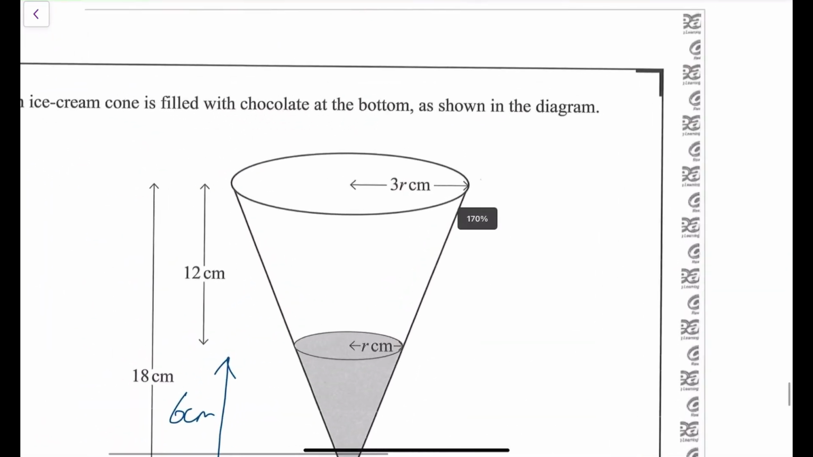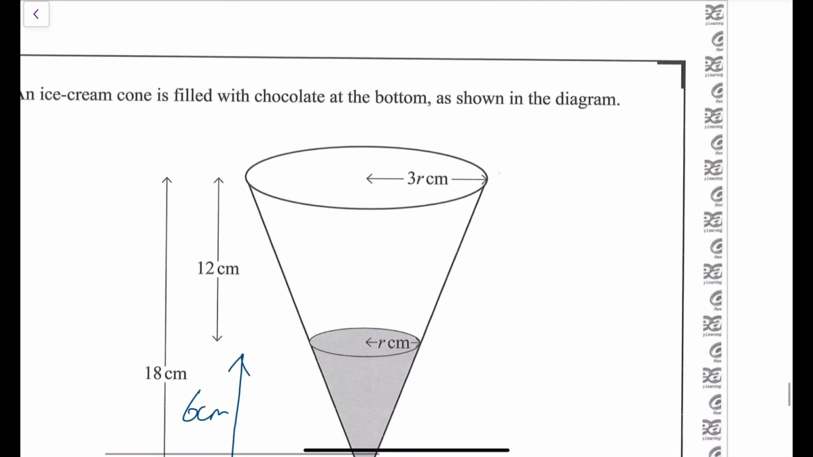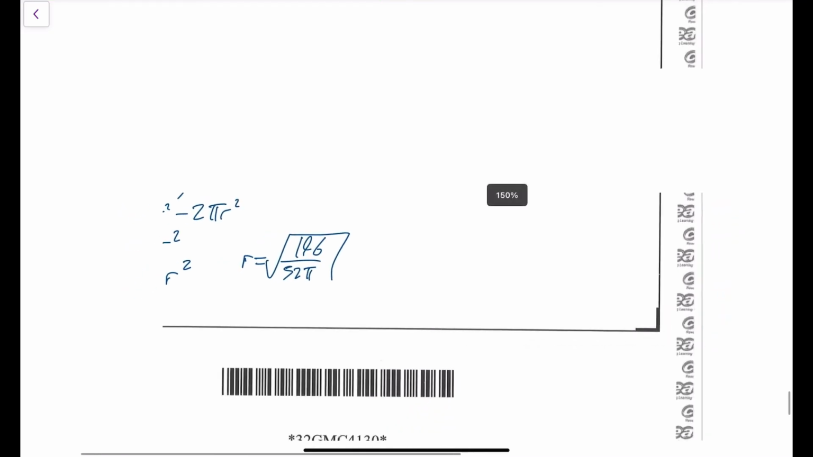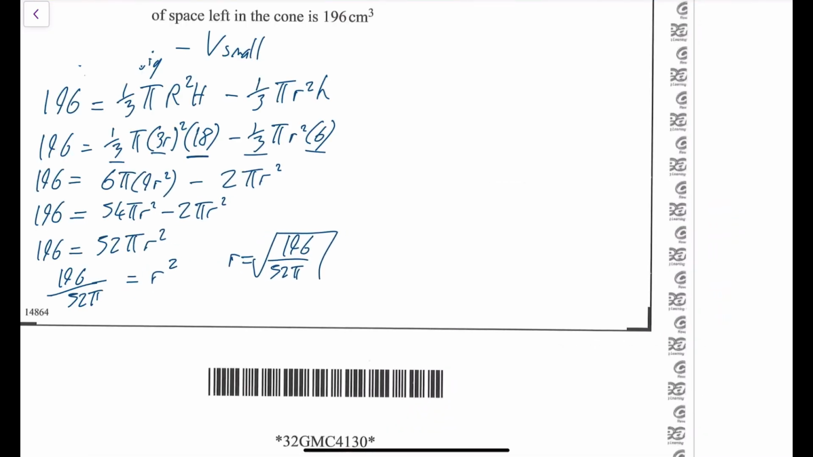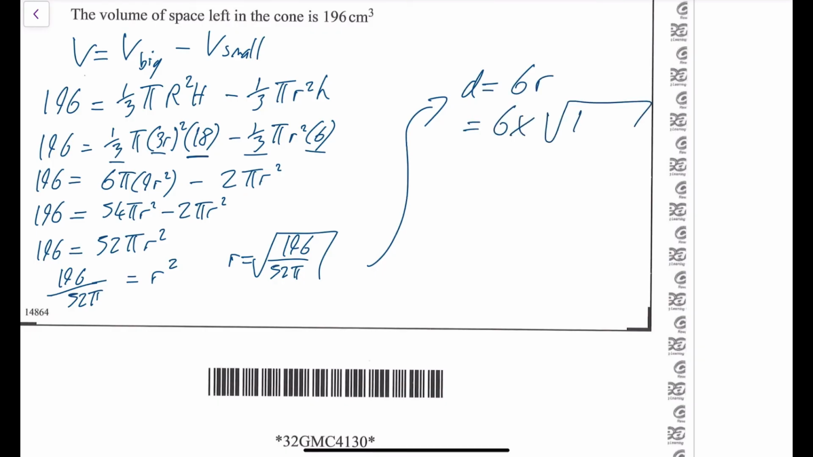So the diameter of the cone means the original cone. So you're looking for 6r. The diameter is 6r, that's what it's going to be. So we know then the diameter, so just go from here. Diameter is 6r, so it's going to be 6 times the square root of 196 over 52 pi, which in this case, I think I've written this down as 6.57 to 2 decimal places.